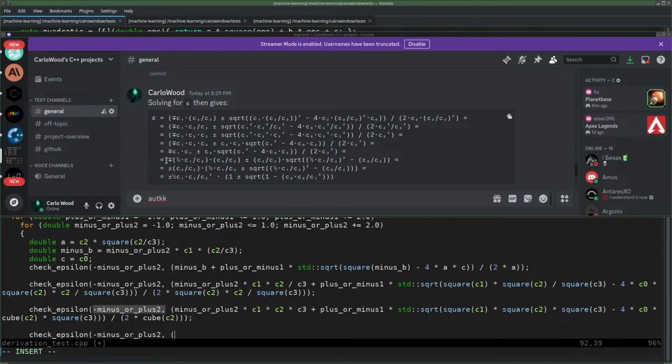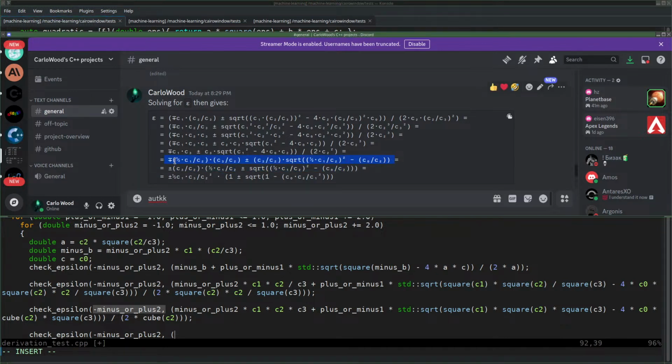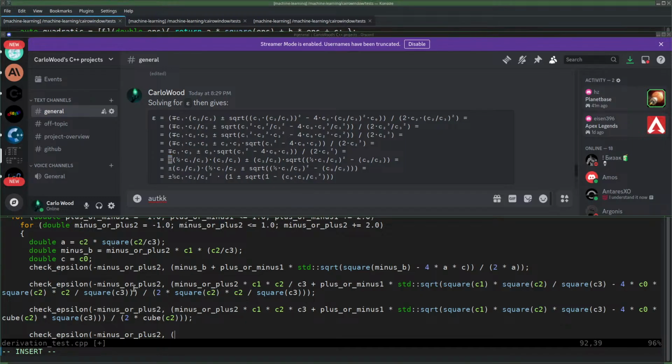Okay, I'm gonna go straight to this one, right? I mean, still, at least still the minus plus thing here. Minus plus times 0.5 times C1 divided by C2 times C3 divided by C2.